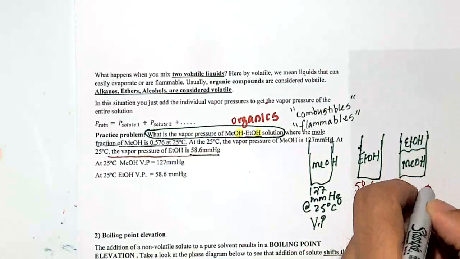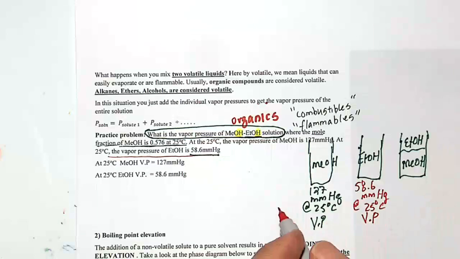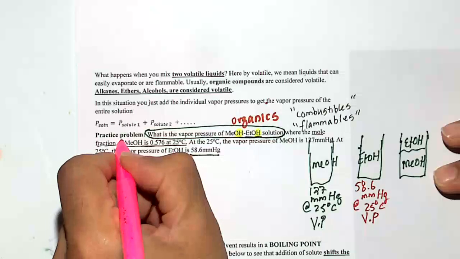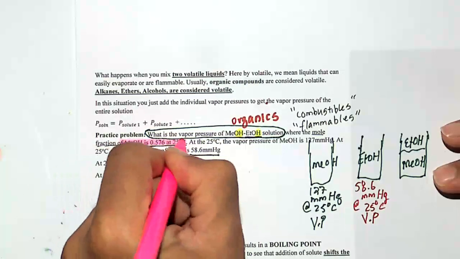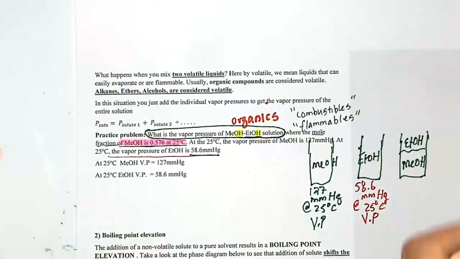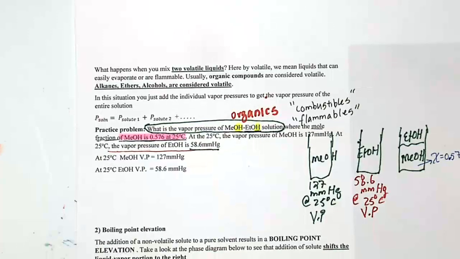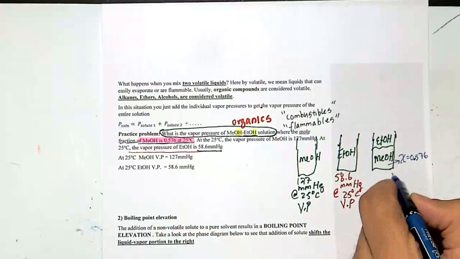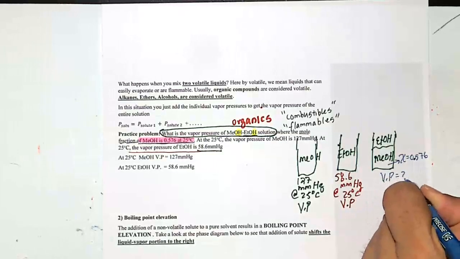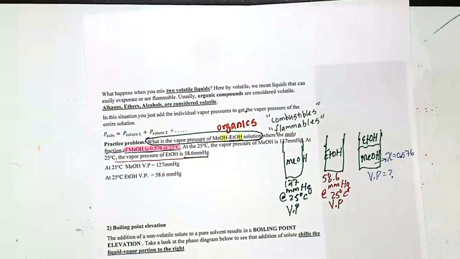Okay, now we want to calculate in this problem what is the vapor pressure when we join them together, where the mole fraction of methanol is 0.576. Okay, so we want to figure out the vapor pressure of this combo when we join them together.